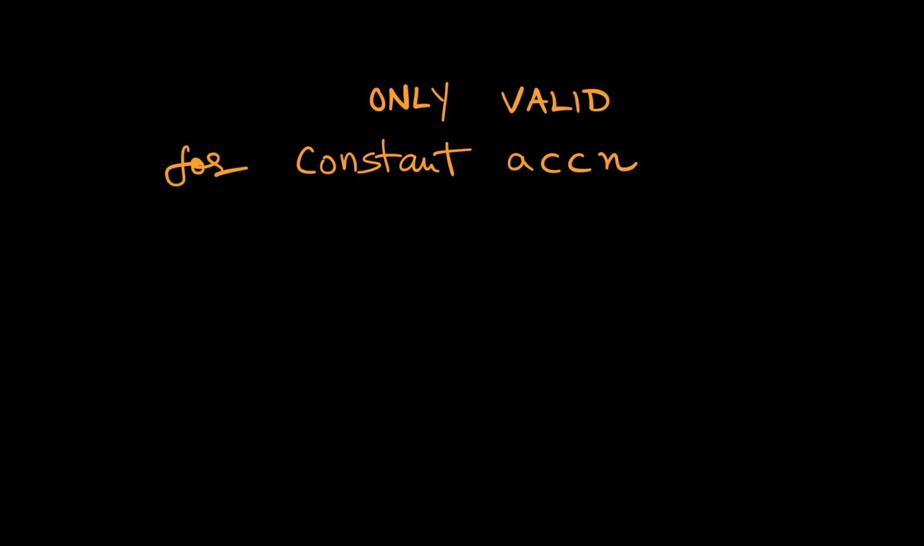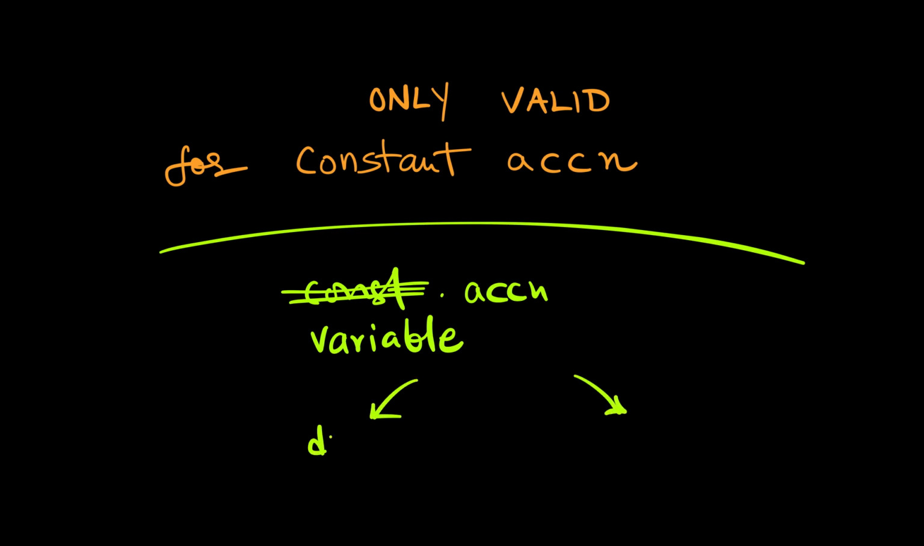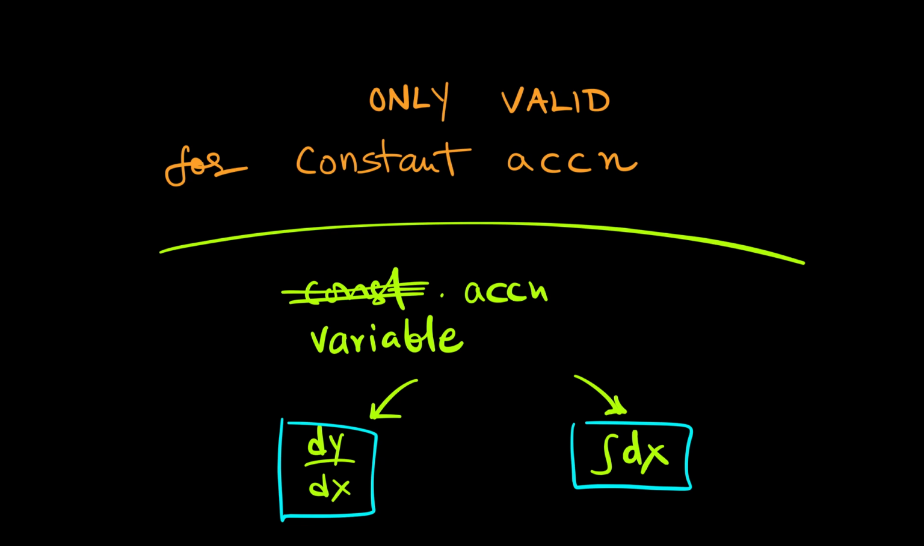All we have to do is to remember that these equations of motion are only valid for constant acceleration. And what happens if the acceleration is not constant? In fact, it is a variable acceleration. Then we will apply the concept of differentiation and the concept of integration. We will study this concept separately in a different video. Now let's come back to equations of motion which are valid for constant acceleration only.